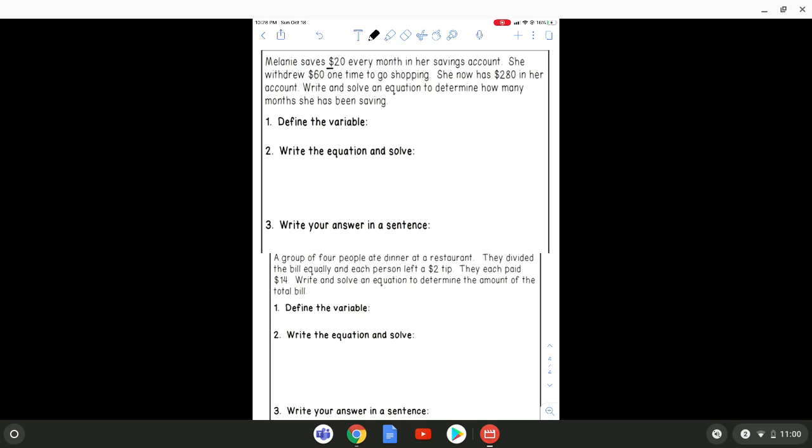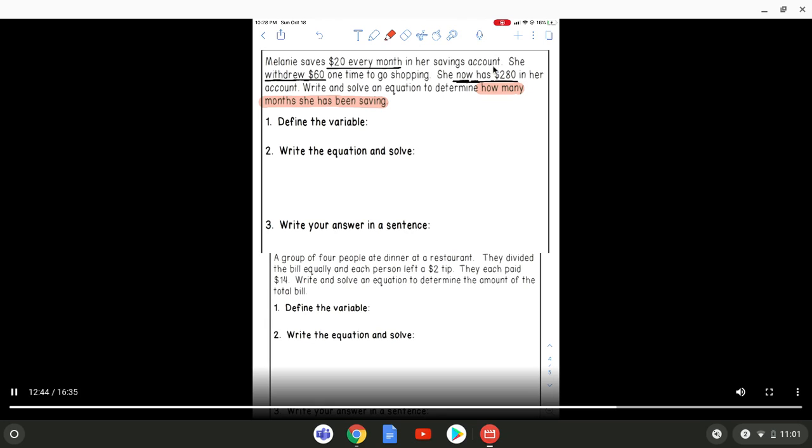So this problem right here, Melanie saves $20 every month in her savings account. We're going to underline that 20 every month. And she withdrew 60 one time. She now has $280 in her account. And it's asking us to write and solve an equation to determine how many months she has been saving.